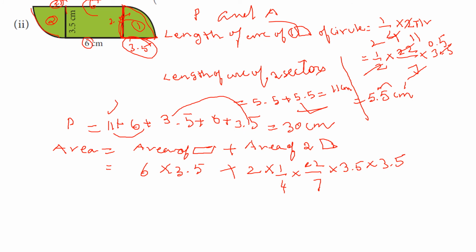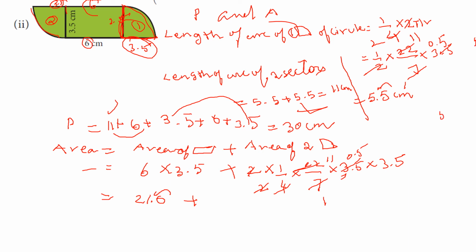So next, 3.5 into 6, multiply. 5 6s are 30, 3. 3 6s are 18 plus 3 is 21. Here one decimal point is there, so left one point, 21 is the answer. Plus here we cancel it. 1 2 is 2, 2 2s are 4, 1 2 is 2, here 11. Here also we cancel it. 1 7 is 7, here that small, so 0.5. So 11 5s are 55.